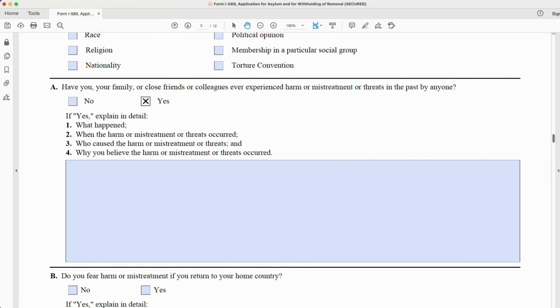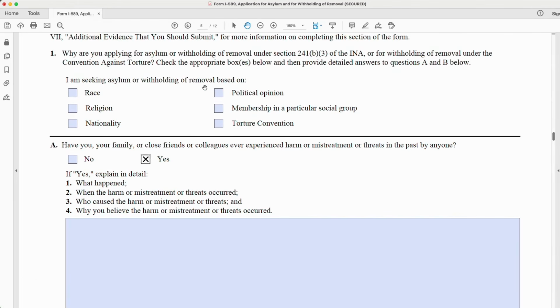What exactly was the harm or mistreatment? You can provide details here. Who harmed, mistreated, or threatened you, your family, or your friends? Was it the government or people that the government cannot control or does not try to control? When did it happen? If it happened more than once, write about each time. You can give details. Why did it happen? In other words, how was it because of the reason that you checked in the box or boxes above?